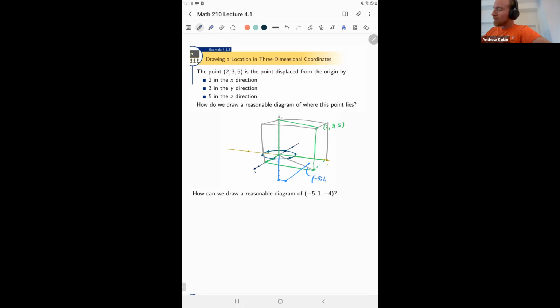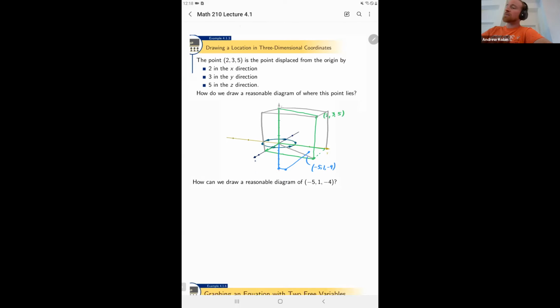-5, 1, -4. Now I took a journey that went z direction, then y direction, then x direction. If you carefully trace this out again, but go -5 in the x direction, then up over 1 in the y direction and down 4 in the z direction, you should get to the same spot. So here's a visual depiction of what's happening in 3-dimensional space.